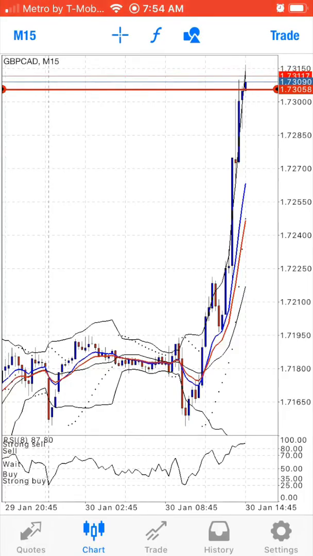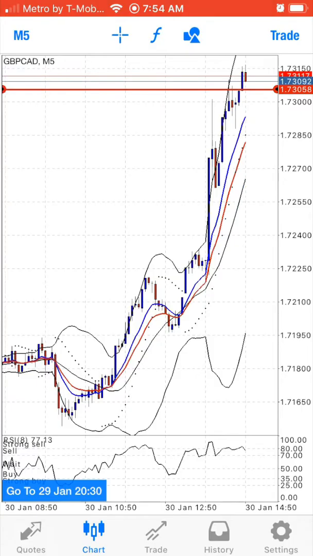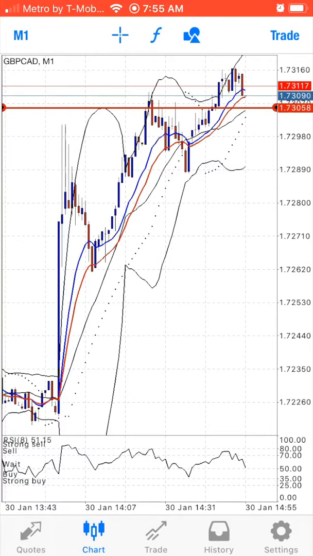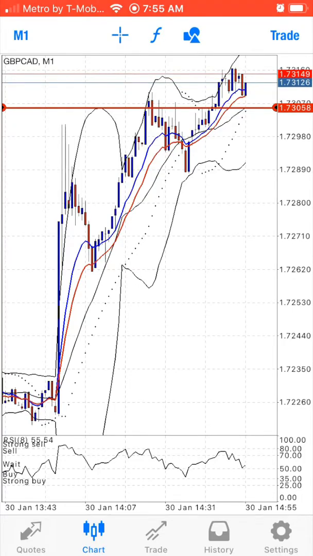And now we're on the 15-minute. We've got wicking, which is beautiful. That's exactly what we want to see. On the 5-minute, we're not exactly at the top of the Bollinger Band, but on the 1-minute we are. So as soon as we see a dot, we're good to go. Sell it, sell it, sell it.